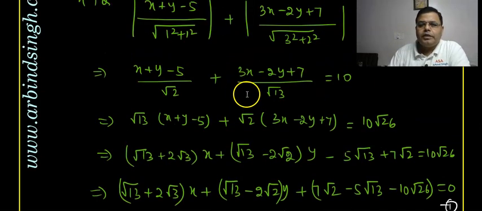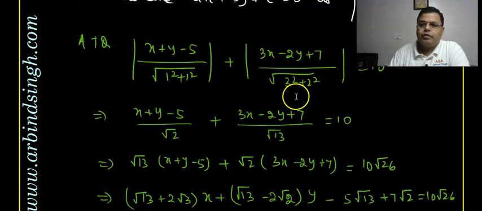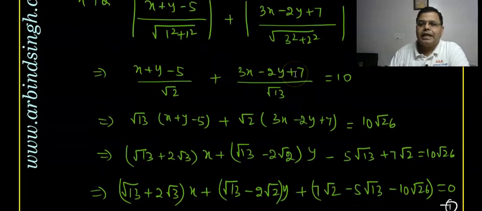Okay, now since I have taken here the positive value of both, it is possible that this one is positive and this one is negative. In that case, what will happen?